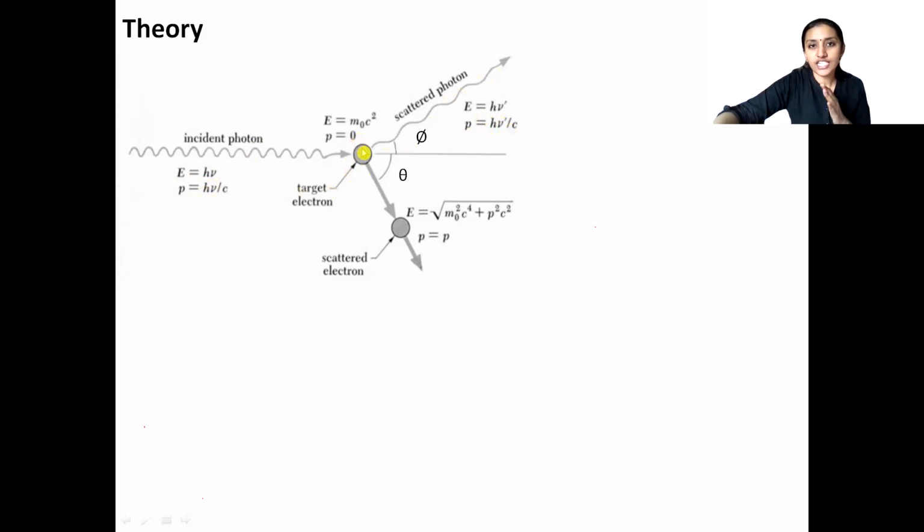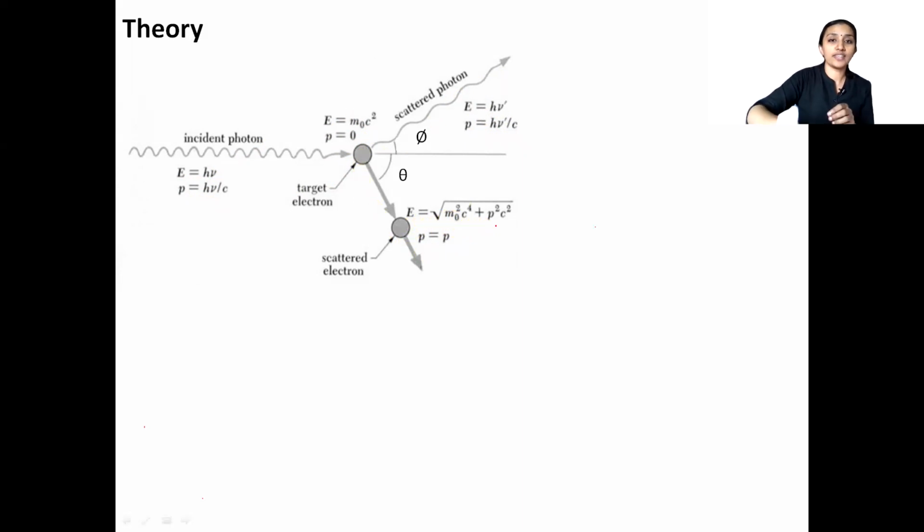The electrons are initially at rest, so the momentum is 0 and it has got a rest mass energy E equals m0 c squared. When it has scattered, it acquires a momentum P, and therefore the final energy E is equal to root of m0 squared c raised to 4 plus p squared c squared. Now we can write the equations for energy conservation and momentum conservation to derive the equation for change in wavelength, which is also called as the Compton shift.